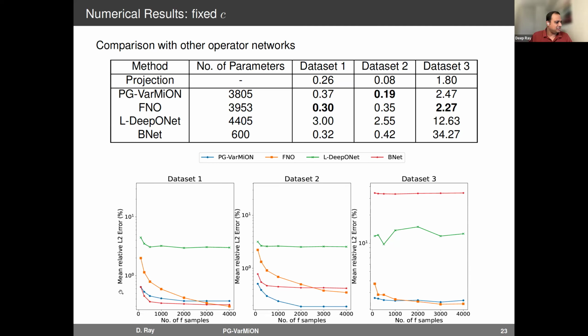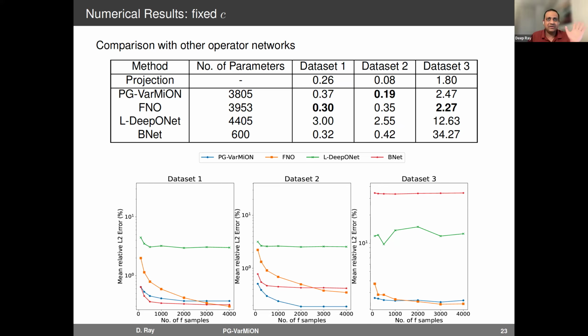And of course, you can do the same kind of analysis by varying the number of training samples you have. Instead of using 4,000 samples, what if you only had 100 samples to train on? And we generally find that the blue curve, which is our PG-VarMiON, seems to be robust across all 3 setups. I will speed through now because I know I'm running out of time.